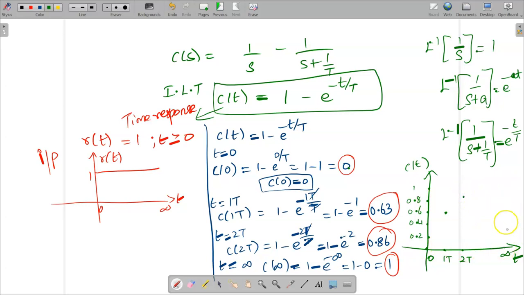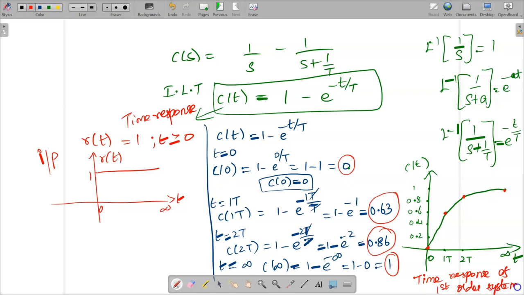Okay, roughly you can draw. At infinity the value is what? 1. Okay, so just connect all the dotted points. Okay, from here, so you have one point here, next point here, next point here, next point here, right? So this is your time response. Okay, so when you give input like this, output you will get like this. Okay, time response of first order system.